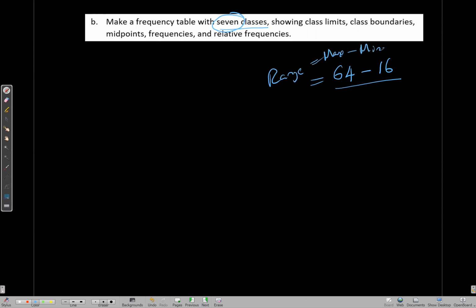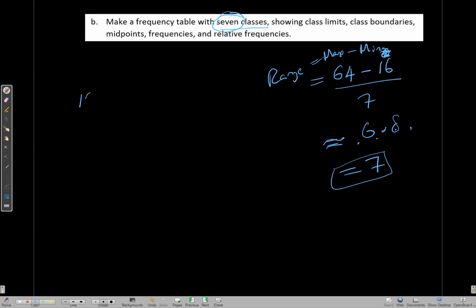Please get used to these statistical terms. Max minus minimum, that's range. And you divide it by 7, and whatever number you get, some approximate decimal number, you round it. Let's say you get 6.8 or something, you round it. Then that value is 7.